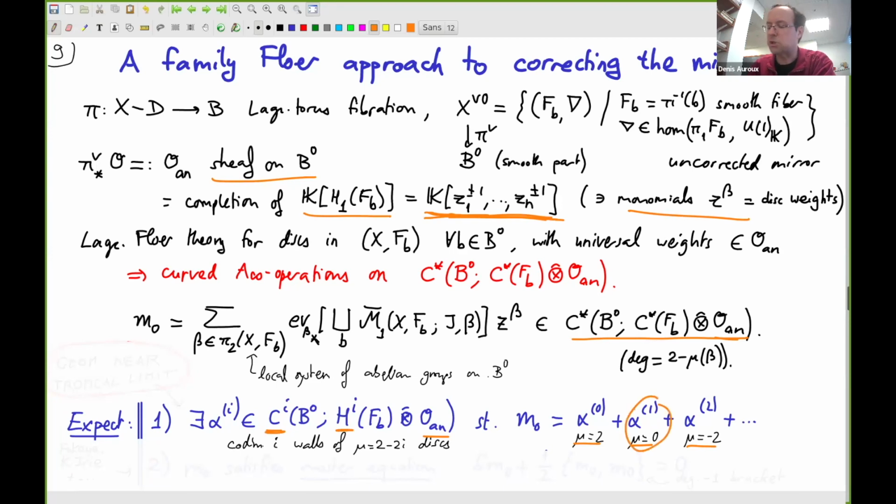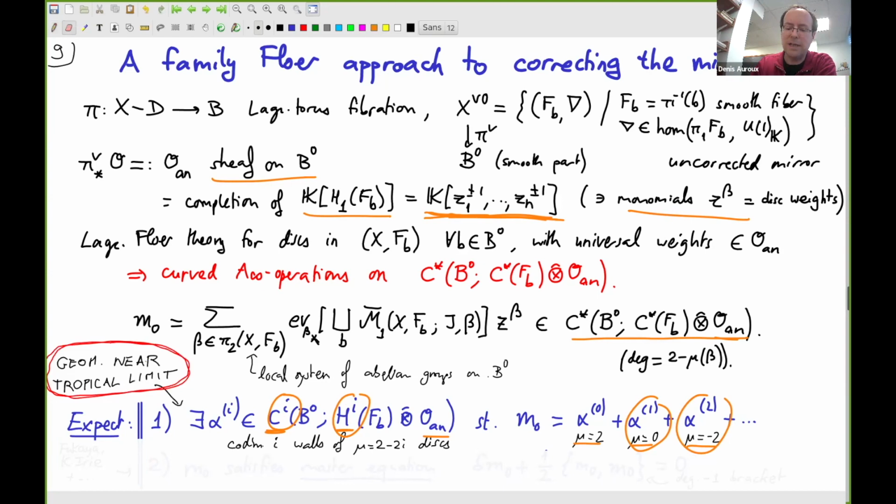Then alpha 1, Maslov 0 disks, well, they will live in codimension 1 in the base, and they should occur in codimension 1 in the fiber. And Maslov index minus 2 disks, I expect happen in codimension 2 in the base, codimension 2 in the fiber. Why do I expect that?